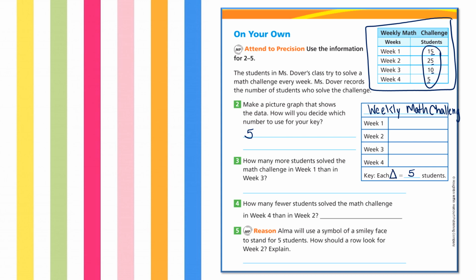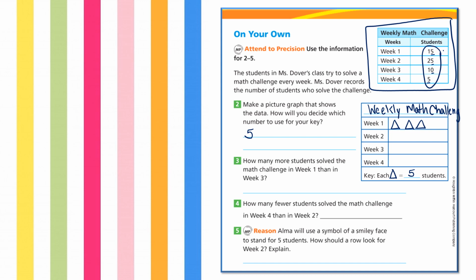Okay, and I know that each of those triangles is going to represent 5 students. So for week 1, I have 15 students. If I'm counting by 5s, 5, 10, 15, I have to count 3 times. So I have to make 3 triangles. 1, 2, 3.